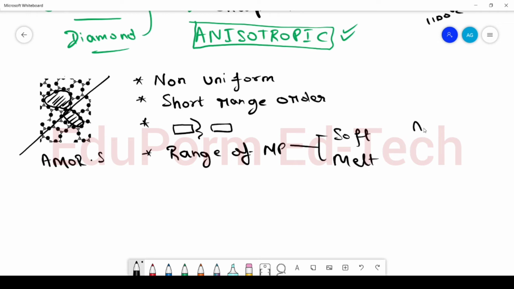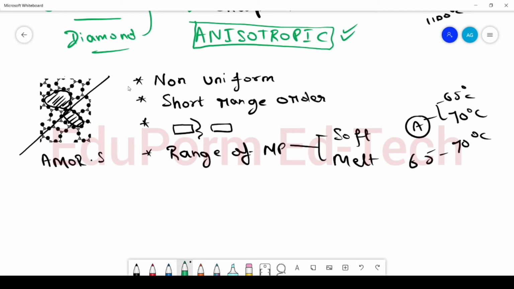For example, I have a solid A. Now this solid A at 65 degrees Celsius gets soft, while at 70 degrees Celsius it starts to melt. So it has a range of melting point between 65 to 70 degrees Celsius. So all the amorphous solids have a range of melting point.